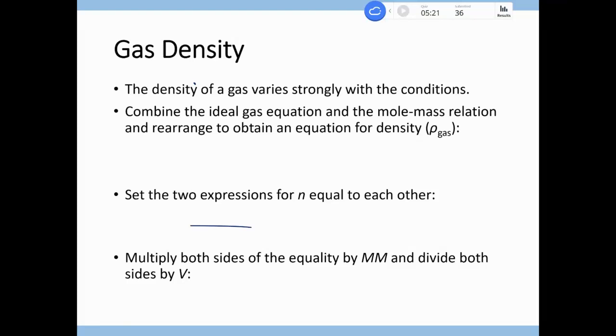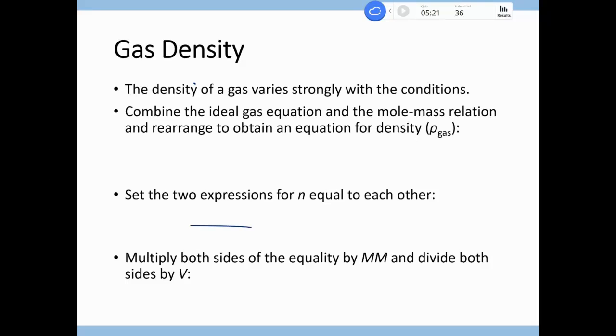So the density of a gas varies with conditions. For example, we've talked about this before. If we have a balloon and we increase the temperature of the gas inside the balloon, the volume will expand. So the balloon gets larger, but you still have the same amount of gas inside that balloon. That means the same amount of gas is occupying a larger volume, so it has decreased in density. So same amount of mass, larger volume, lower density. That's one example of how density of a gas will vary with conditions.